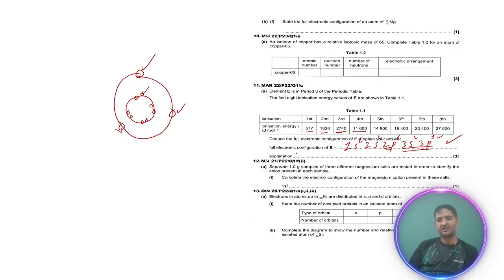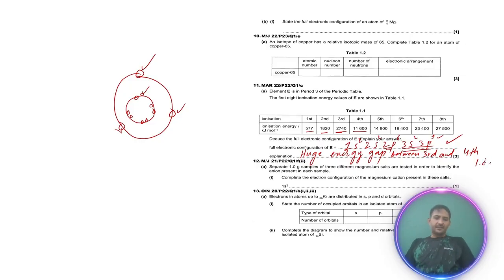Huge energy gap between the third and fourth ionization energy. Okay. Separate 1.0 gram samples of 3 different magnesium salts are tested.